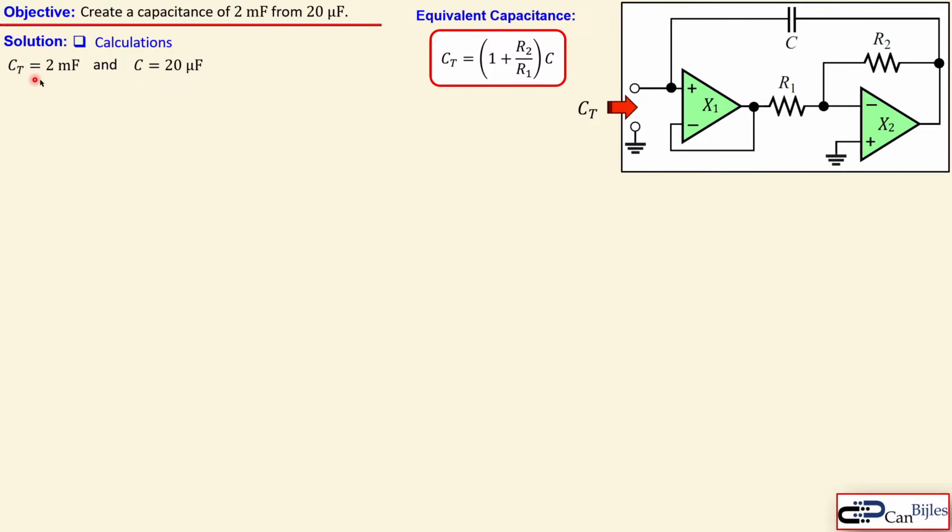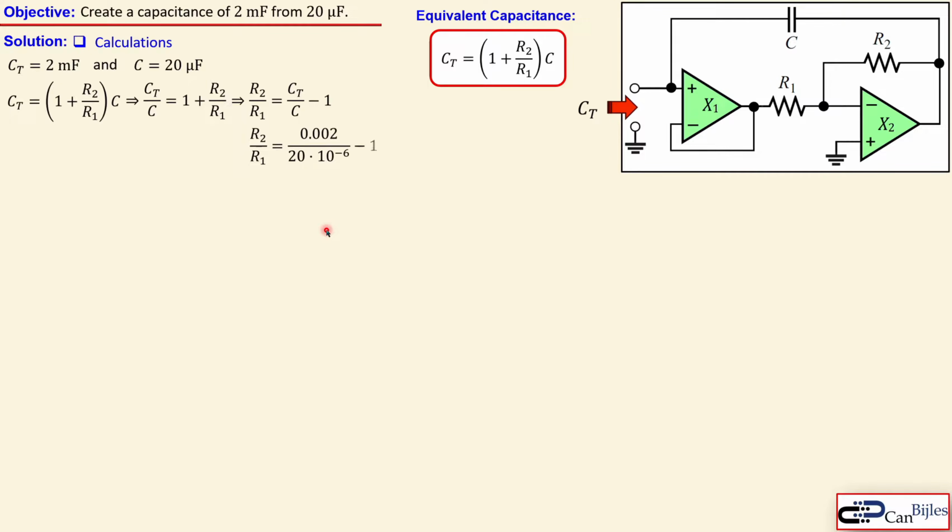We see that the CT must be 2 millifarads, and our C, what we need to use, is 20 microfarads. And this is the formula we need to use. And it can be then written like so: CT over C is equal to 1 plus R2 over R1. In this case, this design is really based on the calculation of the values of R2 and R1. So R2 over R1 will be then CT over C minus 1. Now we know everything here, so we can now have the relationship.